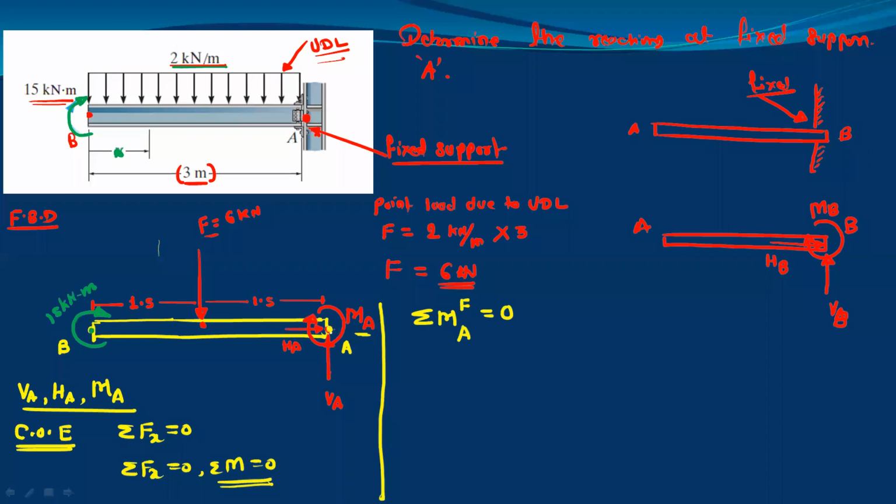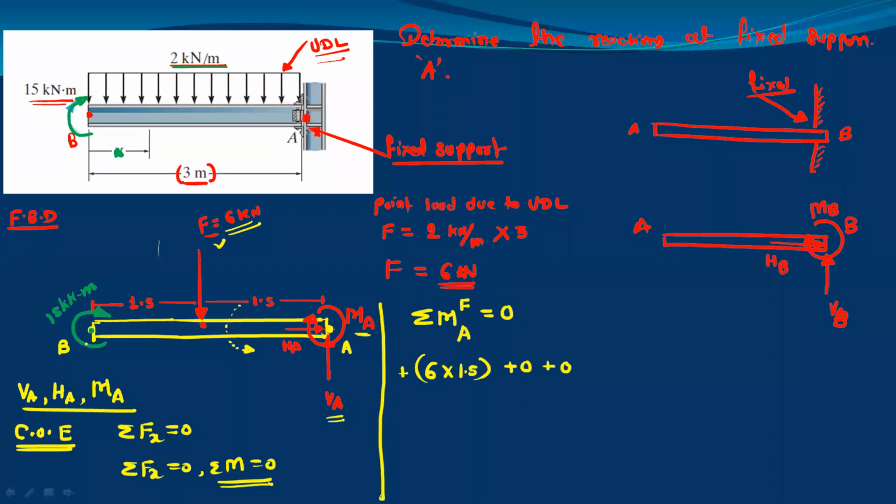So take the moment about point A by all the forces in the system. Here we have force 6 kilonewton at distance 1.5. So moment will be 6 into 1.5. Now this moment will be anti-clockwise. This force 6 kilonewton will try to rotate the beam AB in the anti-clockwise direction about point A, so this is positive. Next force is VA. VA is passing through point A only, so there is no perpendicular distance with respect to point A, and the moment by VA will be 0. Then moment by HA will also be 0, because HA is also passing through the same point A.